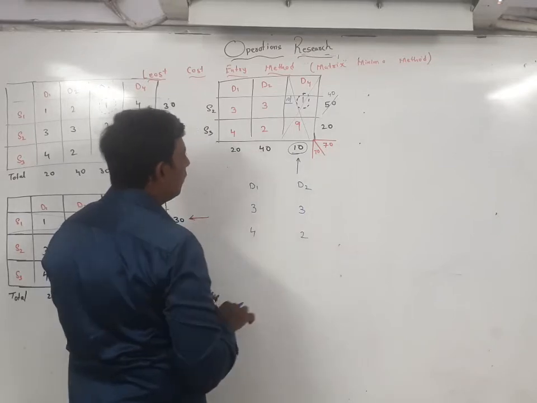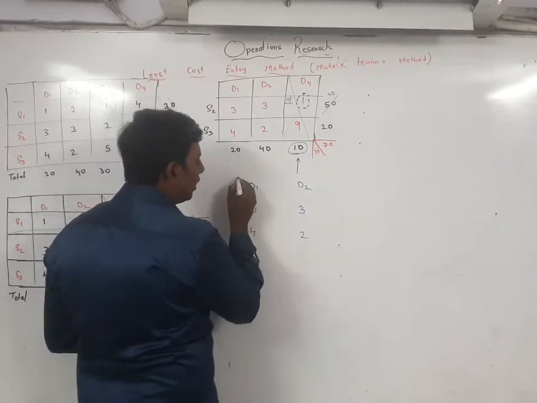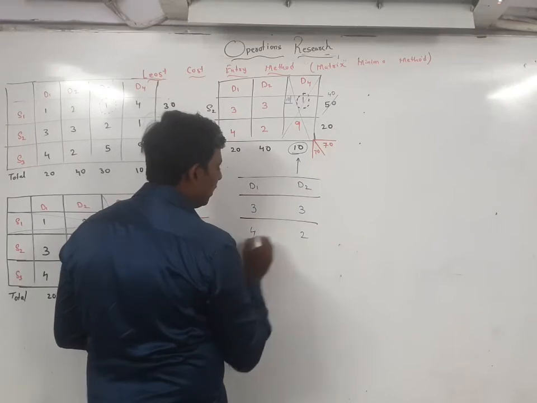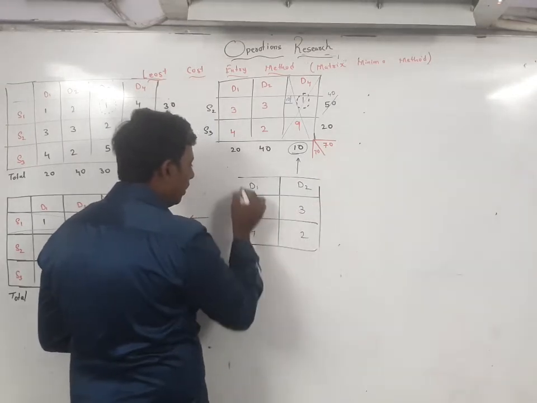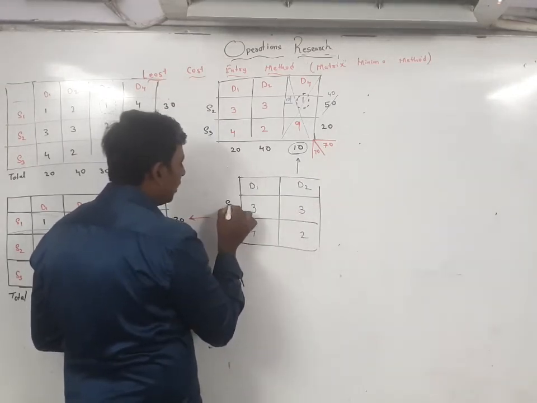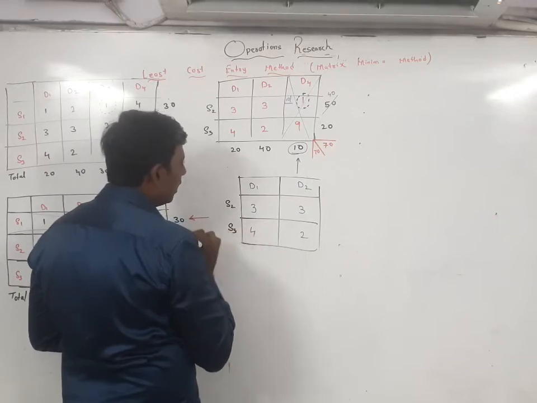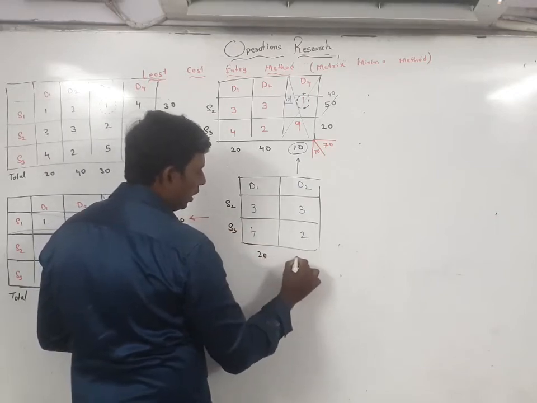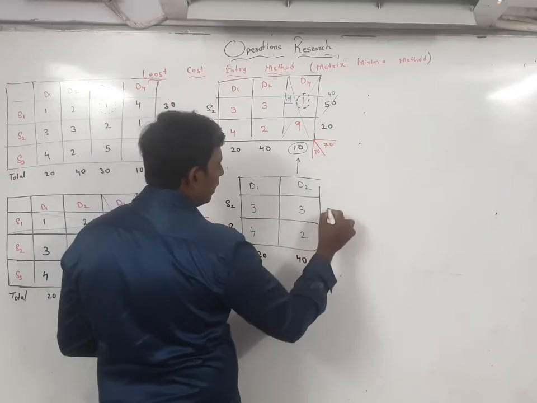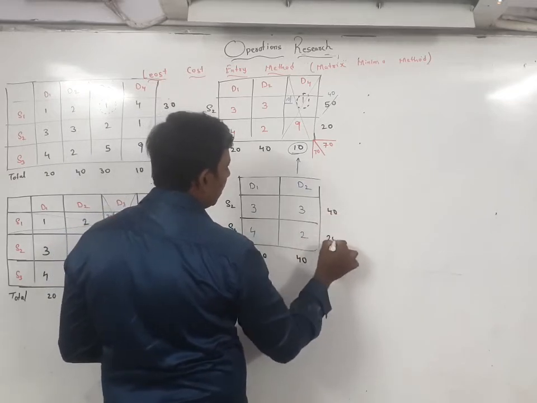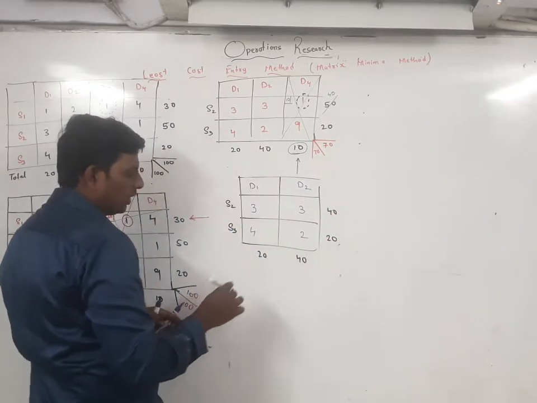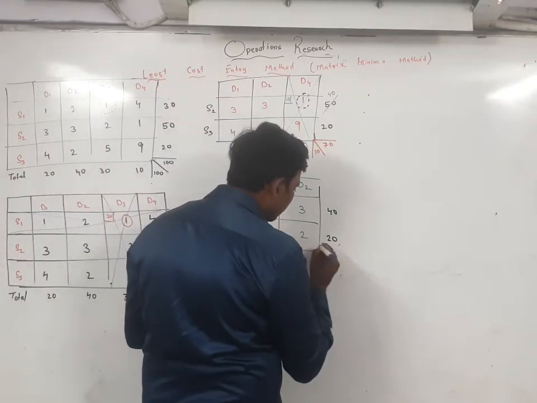What is the value here? 2. After that, again you have to write in the boxes. These values you have to write in the boxes. Here you can write the S2. Here you can write the S3. This one is the 20. This one is the 40. And this one is the 40. And this one is the 20. Okay. After that, you have to add these values.